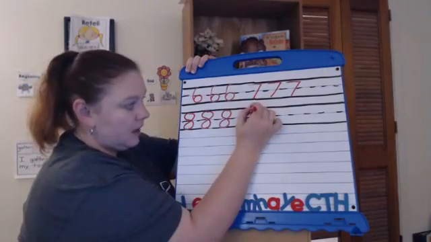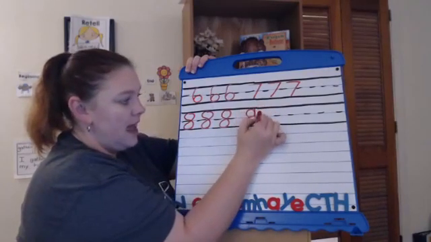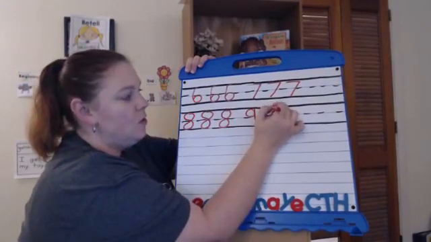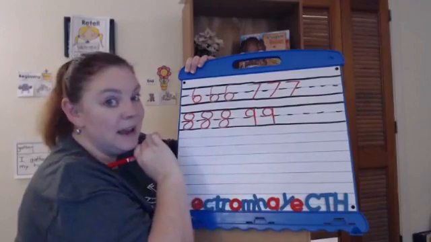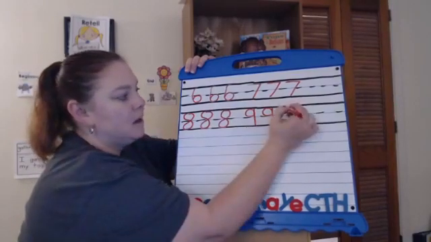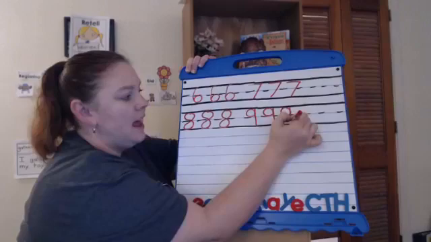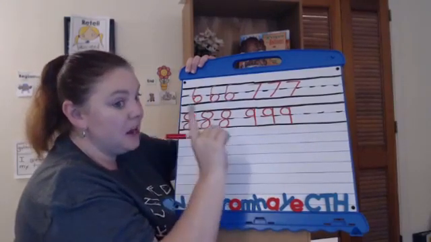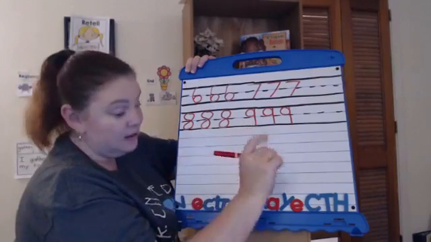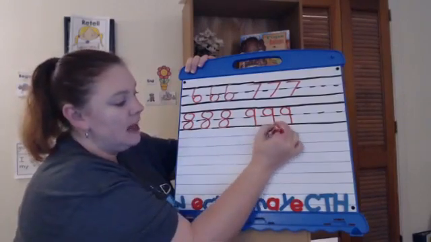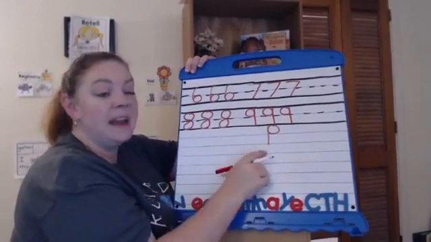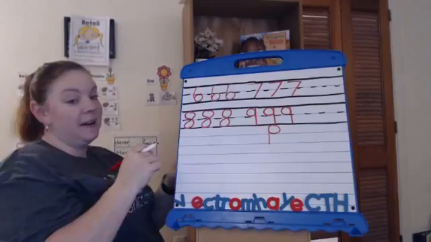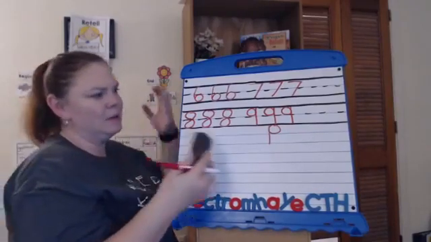9. Circle with a line. That's the way to make a 9. Be very careful, because if you did your line and then your circle, you've made a capital P. That is not a 9. So be very, very careful. You don't want to make letters in the middle of all your numbers.